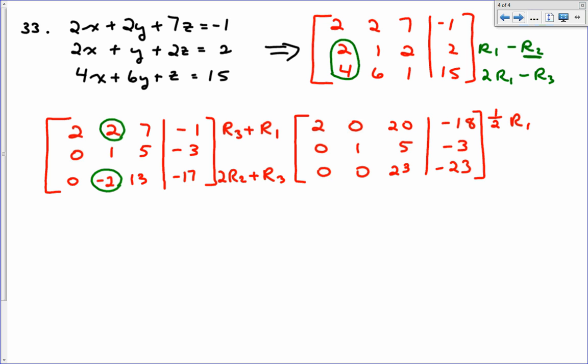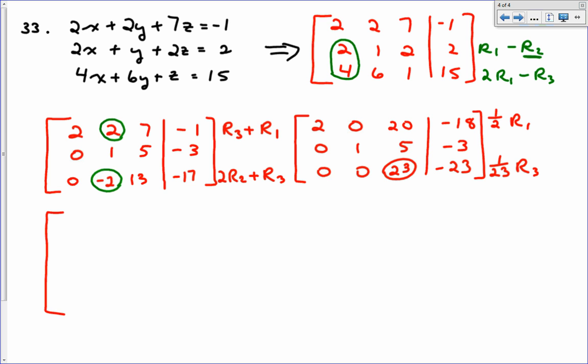Then if I look at row 3, I already have two zeros and I want that 23 to become a 1. So why don't I multiply that row by 1 over 23? And that will give me a 1 right here where I'd like it to be. So that will become 1/23 times row 3. So I'm just going to do those two operations.